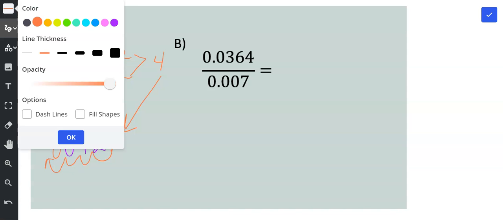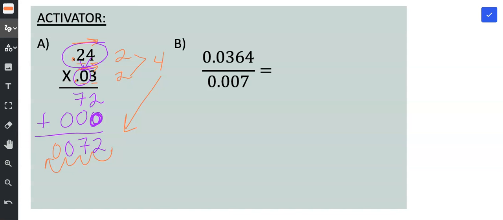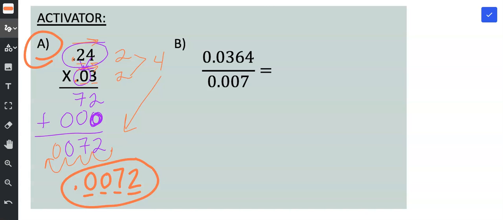So our final answer becomes, and let me write this a little bit thicker so you can see the decimal, 0.0072. So that'd be tenths, hundredths, thousandths, ten-thousandths, 72 ten-thousandths. This is our final answer for this multiplication problem. Now let's look at part B.